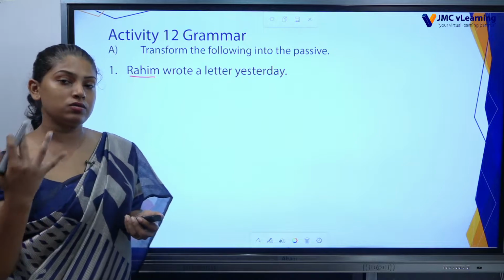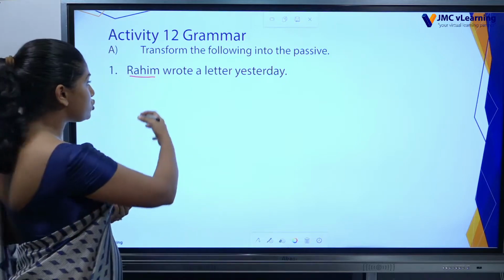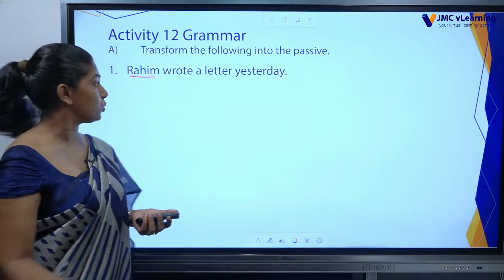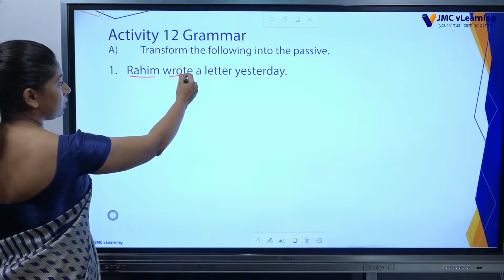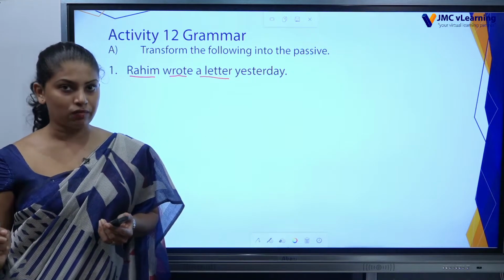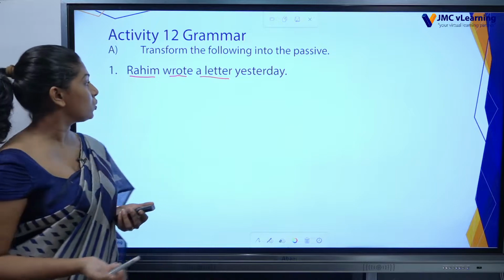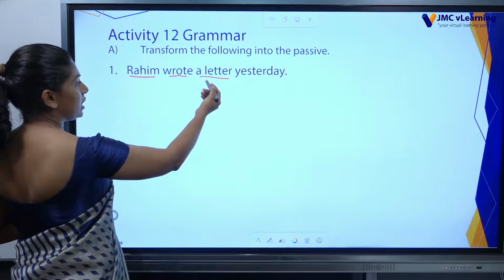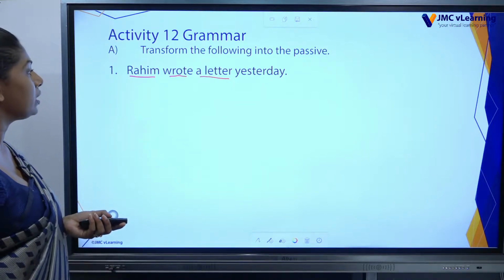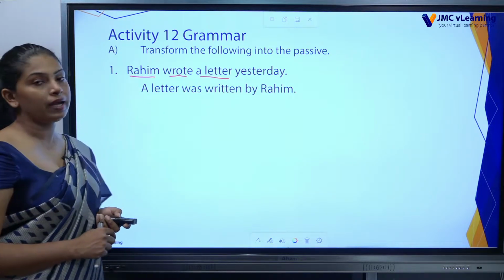First, when we are turning an active voice sentence into passive voice, you have to find what is the subject, what is the verb and the object. So we know this is the subject, this is the verb and this is the object here. The object is main in passive voice as we discussed. So first we have to find the object. In this sentence we find a letter as the object. So we can take that first and we can write the sentence like this: A letter was written by Rahim.